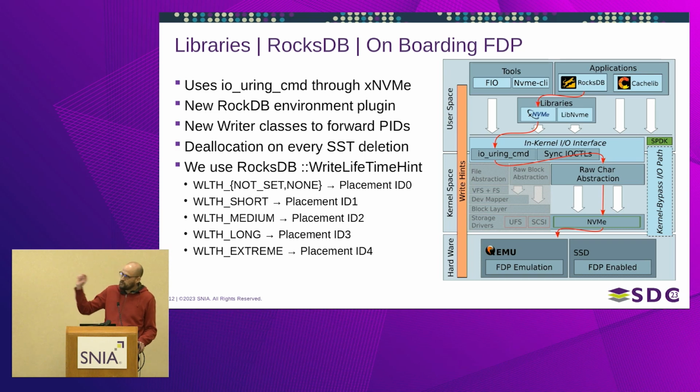We just took those numbers and related them to a certain placement identifier. So there's not set or none, and that one is placement identifier 0. And then you have short, medium, long, extreme, and then we fill out with the rest. And these are the hints. These are the FTP hints. So basically for RocksDB, instead of 2 hints, we use 5. And we send that down to the drive.